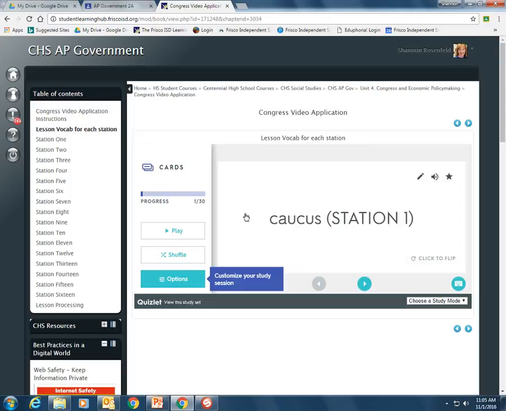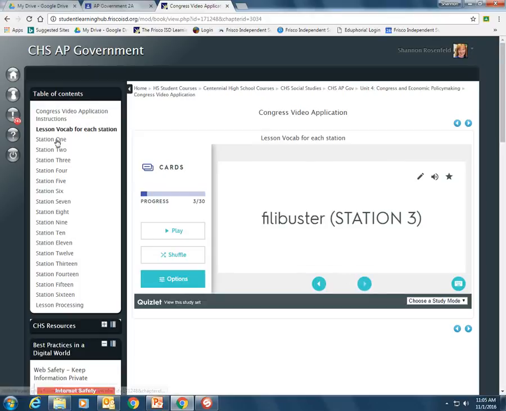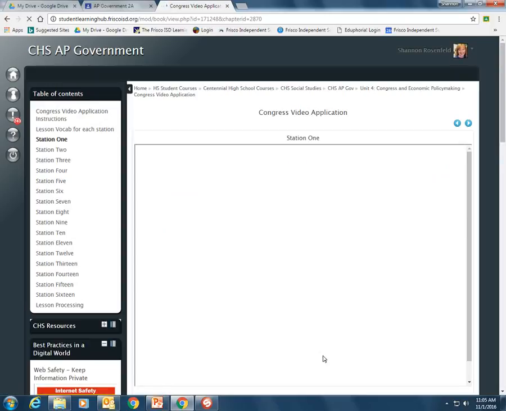So I've pulled, there are specifically 30 words in there that you're going to find, and I'm even telling you which station it's found in. So station one is an example of caucuses. Station two is an example of iron triangles. So you could truly watch, and some of them are going to have multiple. And then you just click on the video, and they're just going to be embedded in there for you.